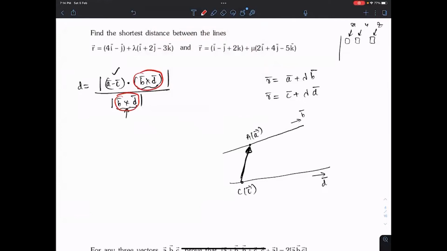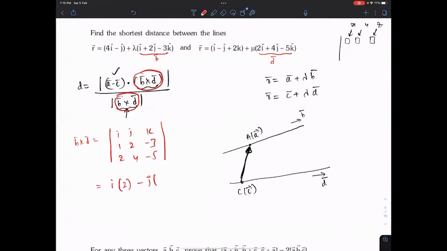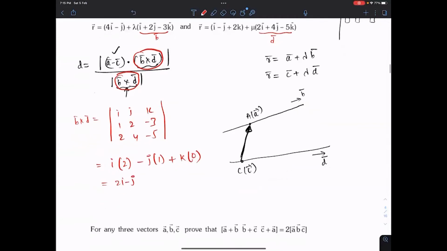Let us do this for this question as fast as possible. I'm trying to do it a little fast. This is b bar, this is d bar. So what is b bar cross d bar? That will be det of i j k, 1 2 minus 3, 2 4 minus 5. If I do that, I'll get i times minus 10 plus 12, which is 2, minus j times minus 5 plus 6, which is 1, plus k times 4 minus 4, which is 0. So 2i minus j is b cross d.